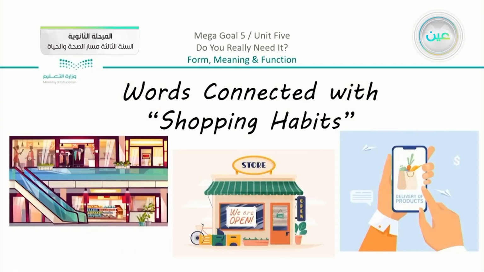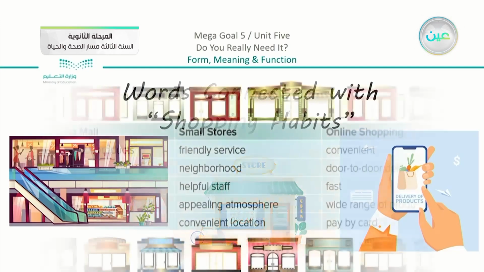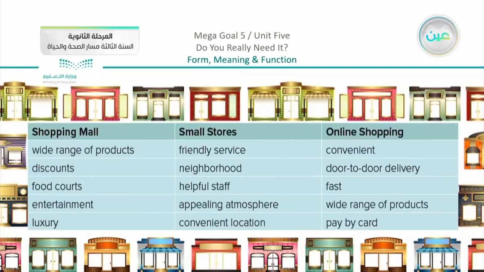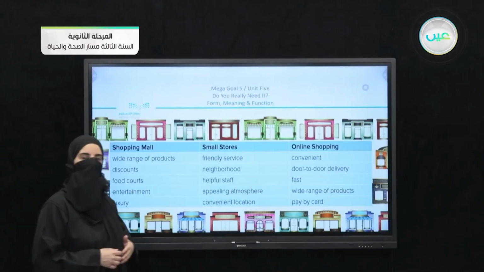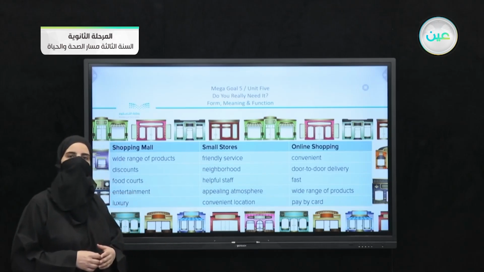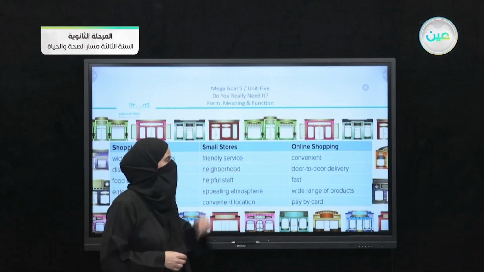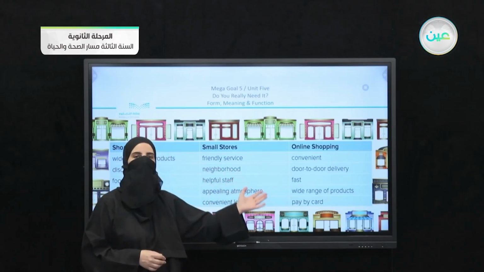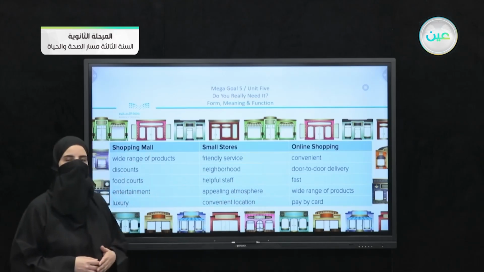We also related it with another topic, which we have basically in Unit 5 about shopping, about advertisements. So we have here words connected with shopping habits. Now, we took that there were three types of shopping. We have here the shopping mall and all the words connected. We do have also the small stores, and also we have different words. And we did mention something about online shopping and also the words connected with online shopping.